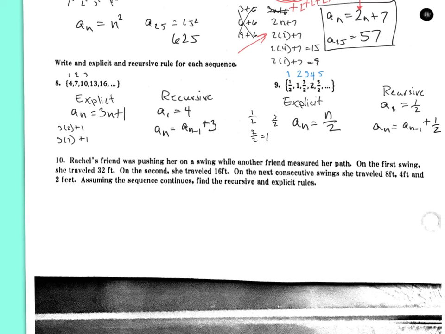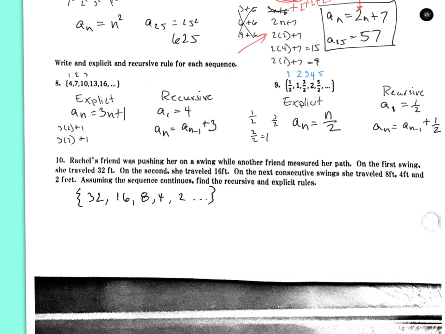And then we have these little application problems. So Rachel's friend's pushing her swing. Another friend measured her path. How convenient. On the first swing, she traveled 32 feet. I don't like to read, so I'm going to write these down. 32. Second, she went 16, then 8, then 4, and then 2, on and on.